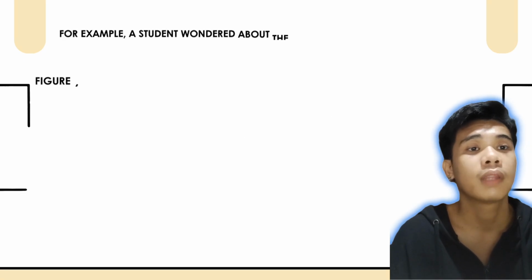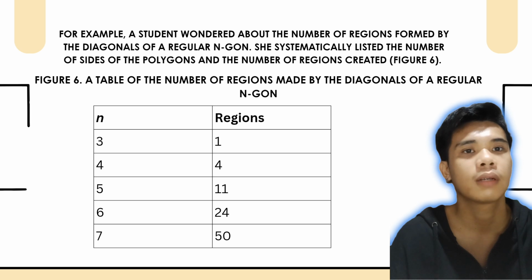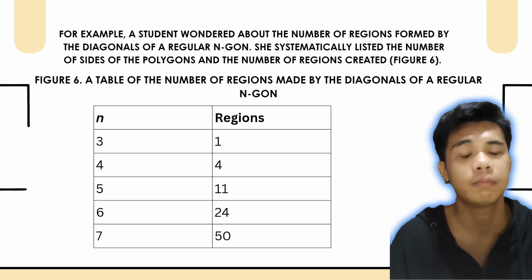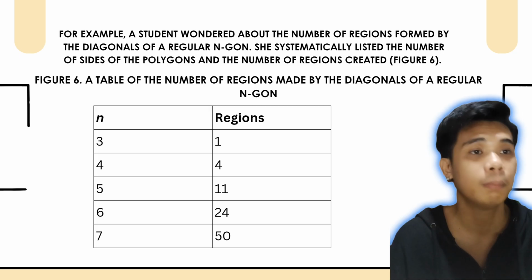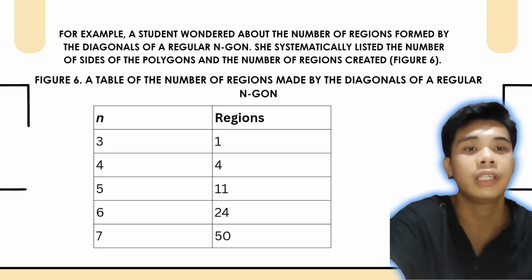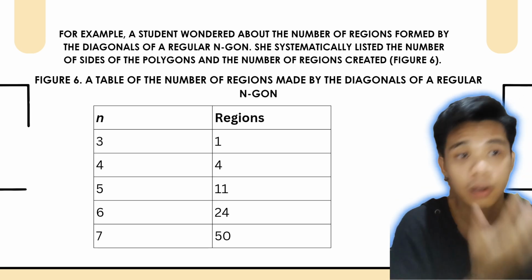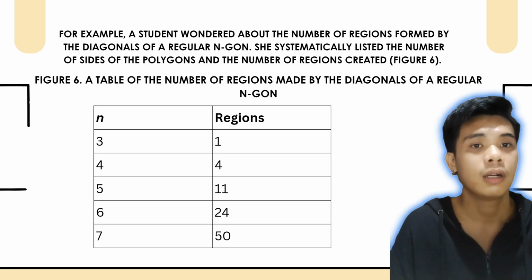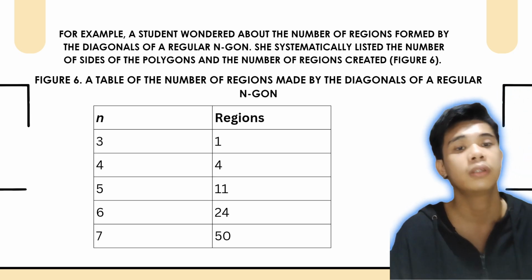For example, a student wondered about the number of regions formed by the diagonals of a regular n-gon. She systematically listed the numbers of sides of the polygons and the number of regions created. Now, in this figure, a table of the number of regions made by the diagonals of a regular n-gon. This will go on and on.